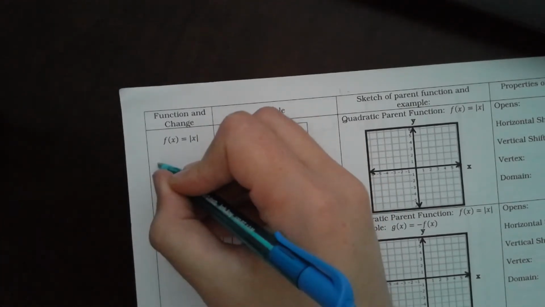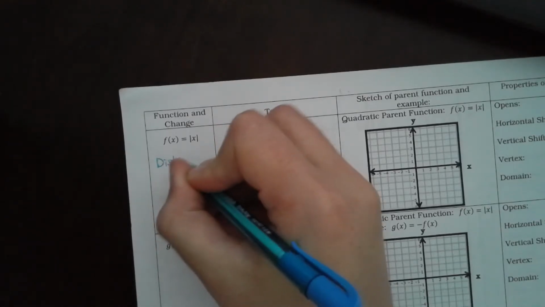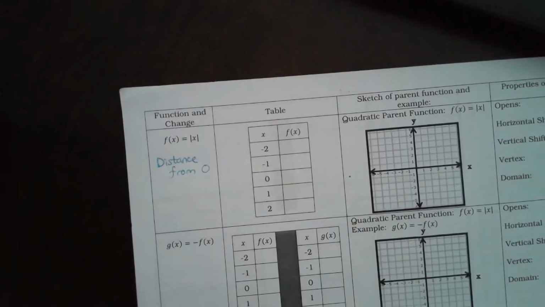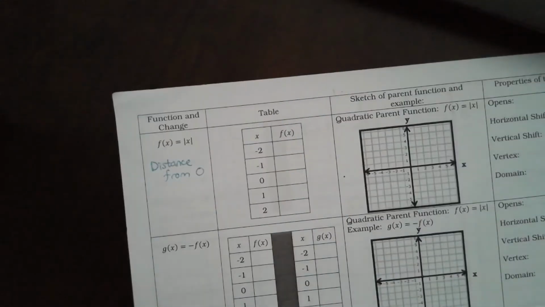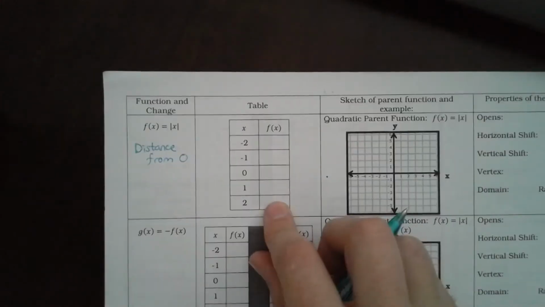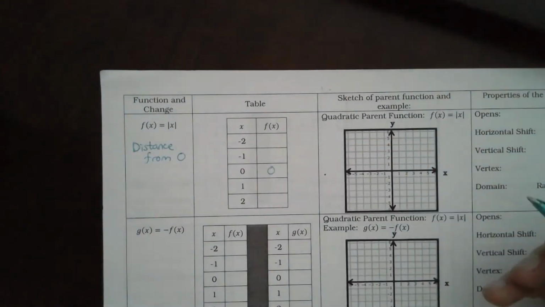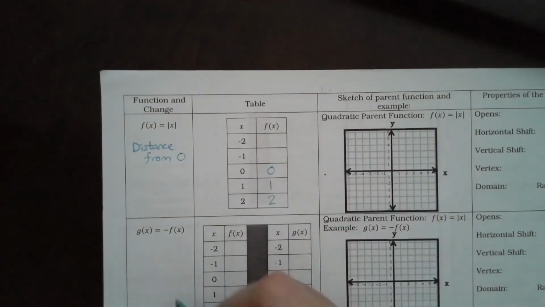The absolute value of x just means the distance from 0. Okay, we're just deciding how far a number is from 0. So let's go ahead and fill in our table with that knowledge. 0 is 0 units from 0. Alright, 1 is 1 unit from 0. 2 is 2 units from 0. Okay, that all makes sense.